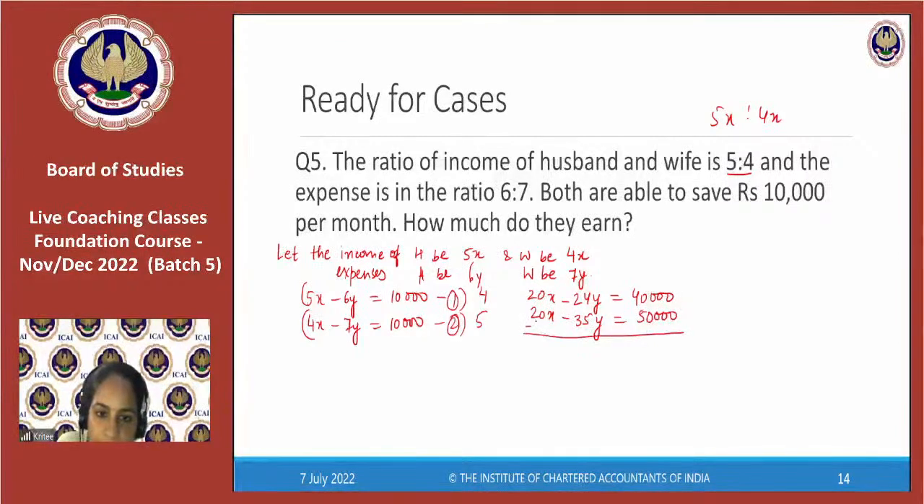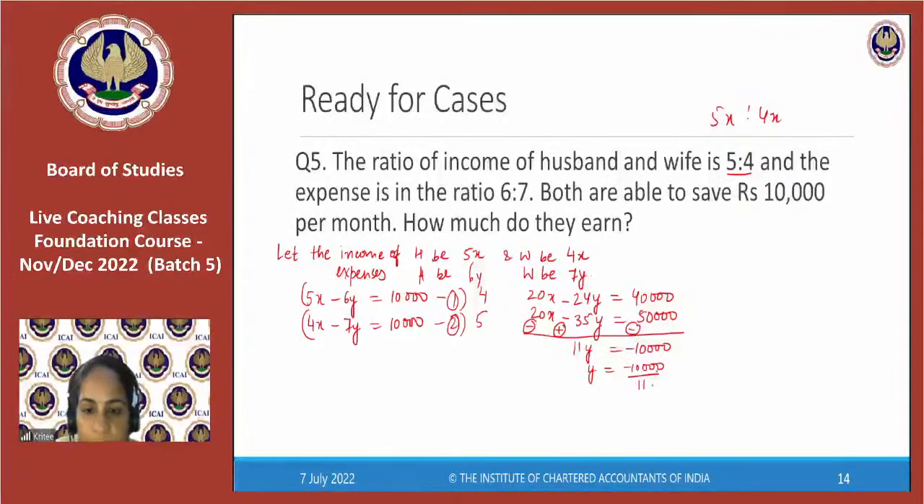So when we are solving this, it gives you 11y equal to minus 10,000, and y equal to minus 10,000 by 11. That's fine. It's an equation. So that relationship could be fine. Okay, don't worry. Whenever you get such a question, just simply solve it. That's what is more important, right?